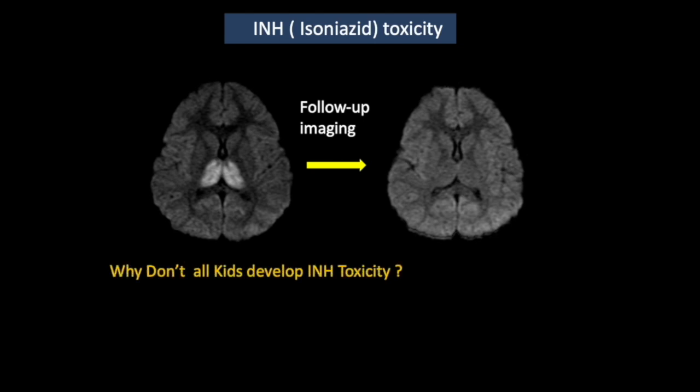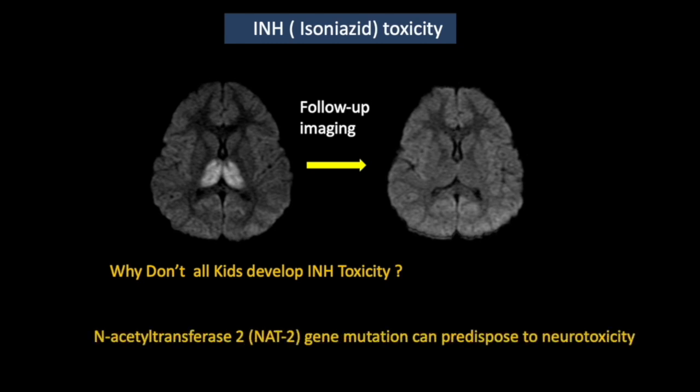Now that brings us to a very relevant question. Why don't all kids develop isoniazid toxicity? And the answer is the NAT2 gene that is vital for isoniazid elimination. Genetic mutations in this gene predispose the slow acetylators to have a prolonged plasma half-life and thereby neurotoxic manifestations. The half-life of isoniazid in slow acetylators is more than double that of rapid acetylators.